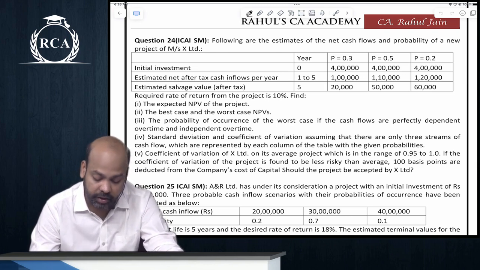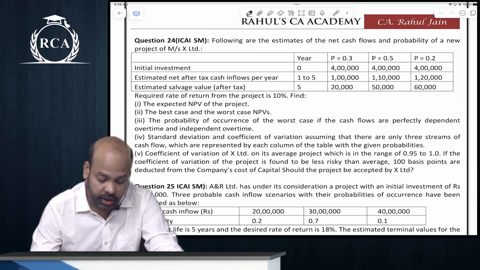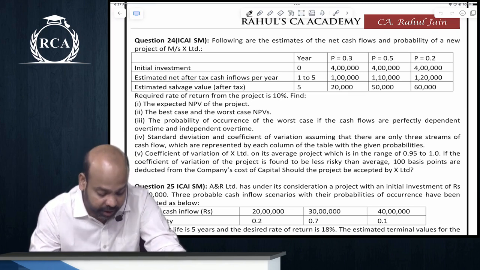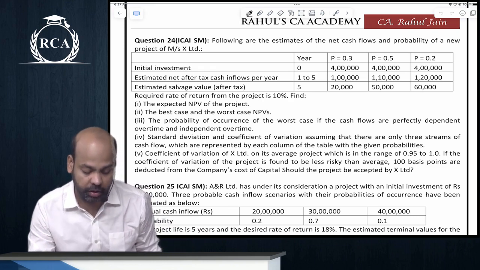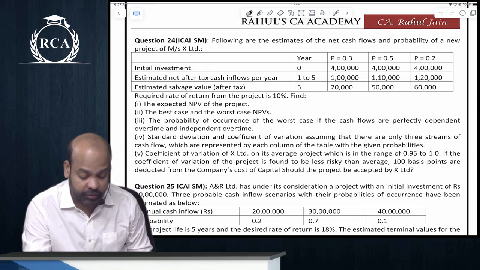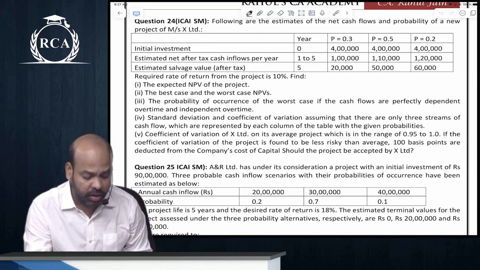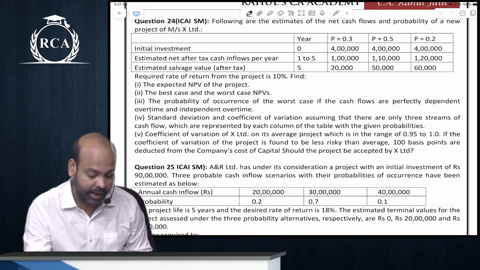Following are the estimates of the net cash flows and probability of a new project of X Limited. Initial investment is given, with probabilities 0.3, 0.5, 0.2. The initial investment is the same for all. However, the estimated net after tax cash inflows per year will depend on these scenarios. Salvage value also will depend on these three scenarios. Leave that for now, focus on this first, otherwise you will miss this too. Required rate of return from the project is 10%. Find out the expected NPV.